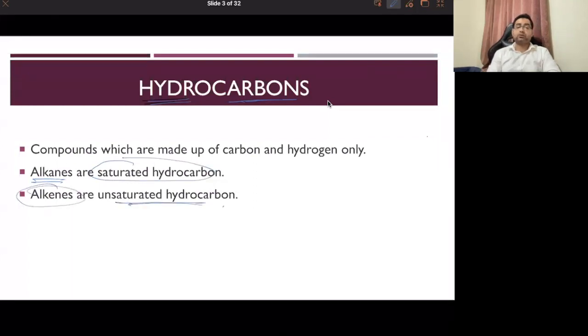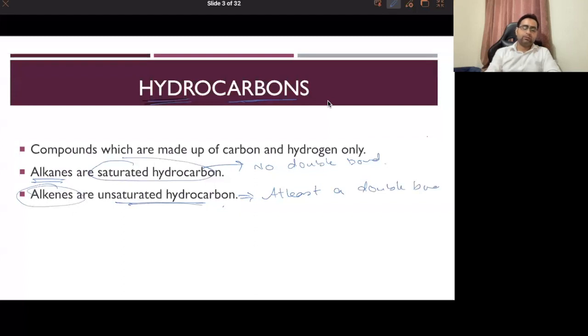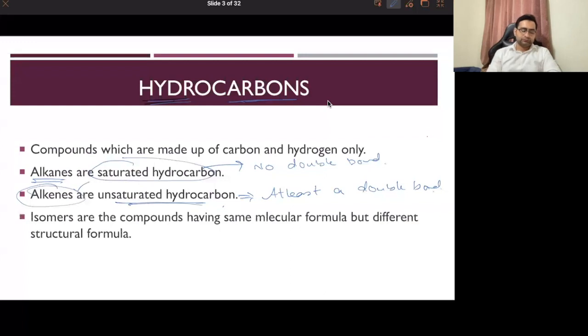What does it mean by saturated? Saturated means there is no double bond. All the carbons are attached to each other through single bonds. So they are saturated, and unsaturated compounds have at least a double covalent bond between carbon and carbon atoms. So they are known as unsaturated.